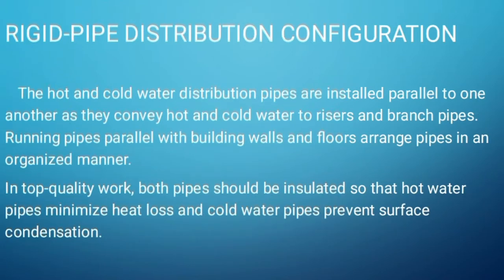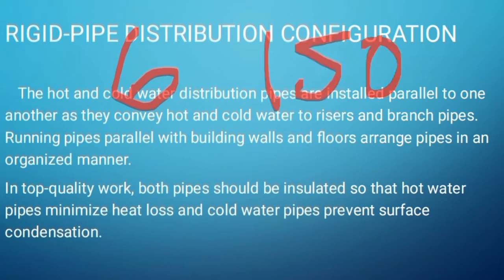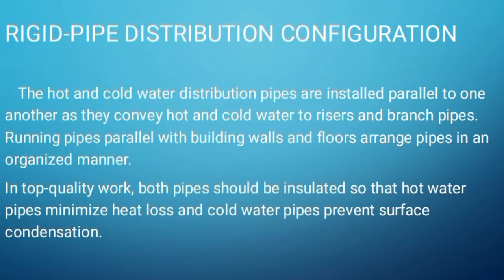Here it is. In the conventional rigid pipe distribution configuration, the hot and cold water distribution pipes are installed parallel to one another as they convey hot and cold water to risers and branch pipes. Running pipes parallel with building walls and floors arranges pipes in an organized manner. Hot and cold pipes should be spaced at least 6 inches or 150 millimeters apart or have insulation placed between them to prevent heat interchange. Got it? In top quality work, both pipes should be insulated so that hot water pipes minimize heat loss and cold water pipes prevent surface condensation.